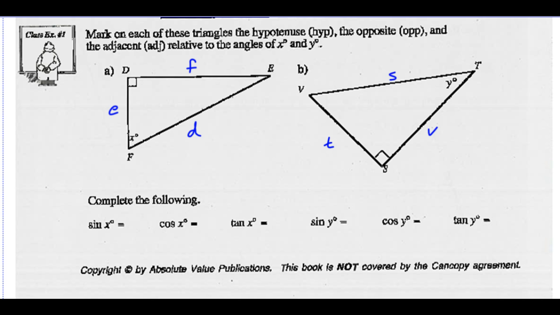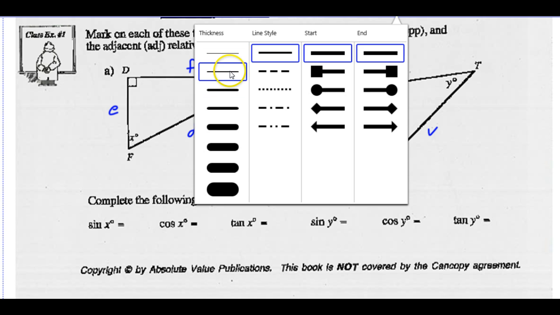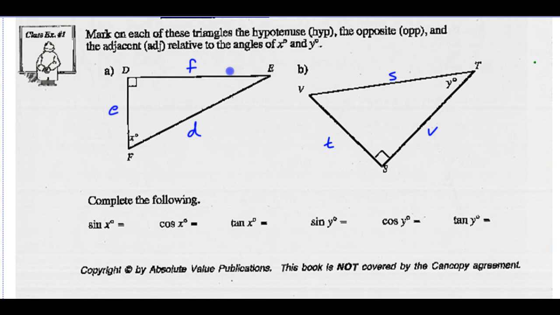Now let's label them opposite, adjacent, and hypotenuse based on the angle of reference. So in this first triangle, the angle of reference is x. So the sine of x degrees is opposite F over hypotenuse D. The cosine of x is adjacent E over hypotenuse D. The tangent of x is opposite side F over adjacent E.